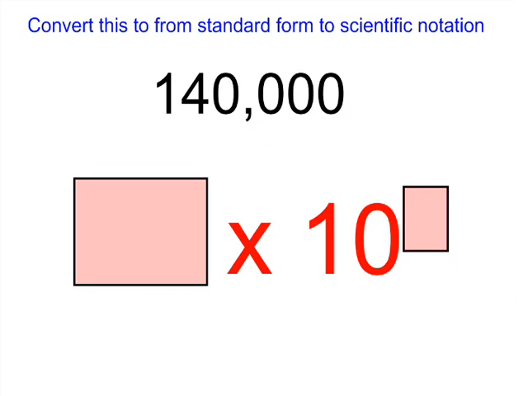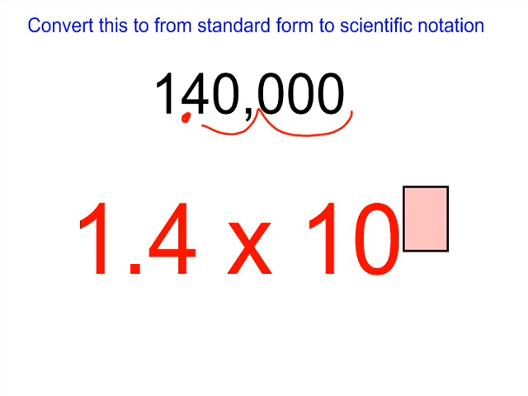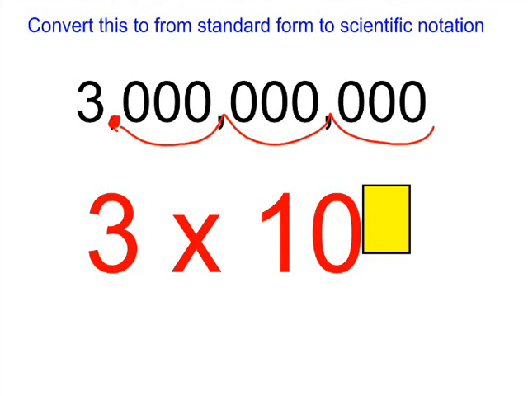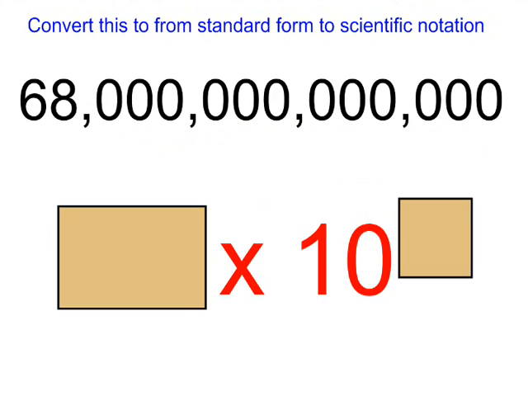How would I write 140,000? Well, the first number needs to be between 1 and 10, so it would be 1.4. How many spots did I move that decimal? I moved it 5 spots. If you wanted to write 3 billion using scientific notation, you would need to move that decimal. So the first number would be between 1 and 10. And how many spots did I move it? I moved it 9 spots.